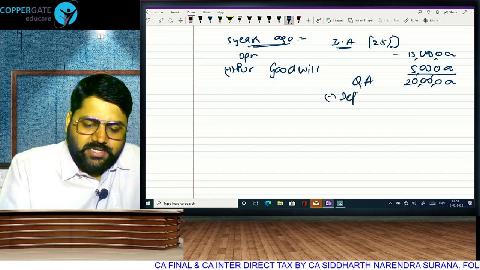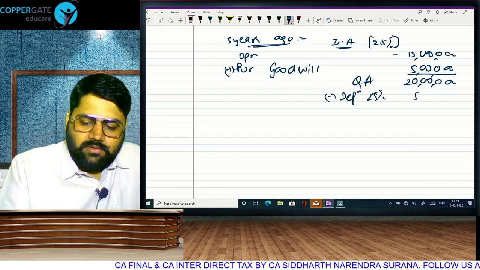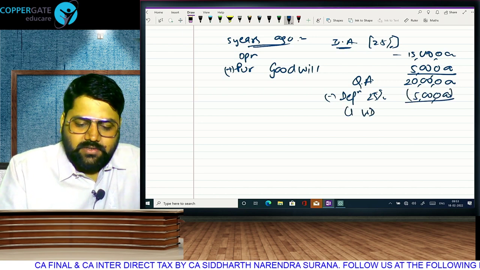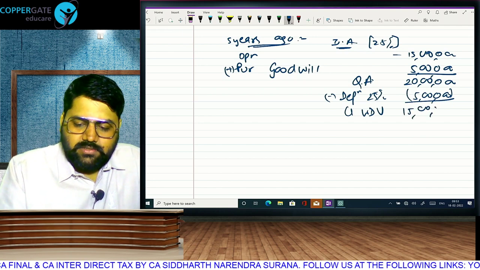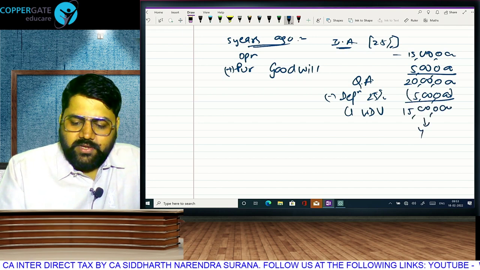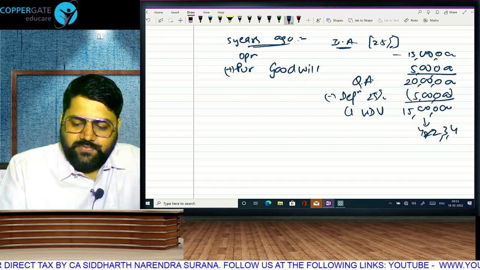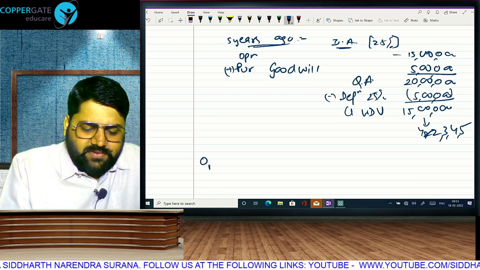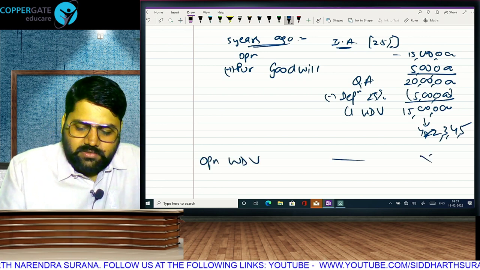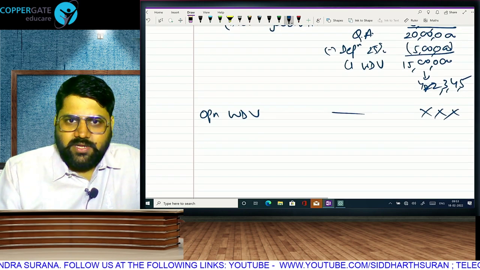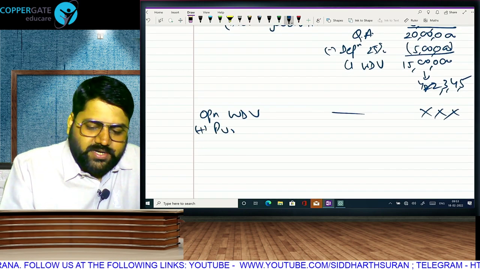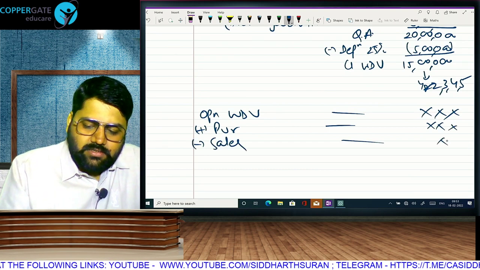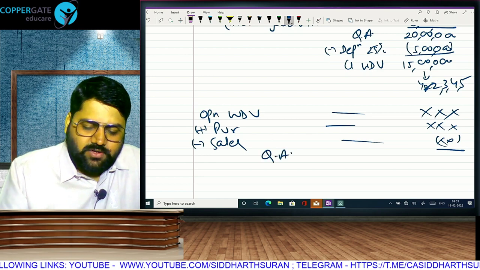So we will charge depreciation at 25%, 5 lakh, 25% is 5 lakh only, no? We get closing WDV of 15 lakh rupees. And now we continue for years 2, 3, 4, 5, and after charging depreciation for 5 years, whatever is our opening WDV this year, there must be some purchases this year, there must be some sales this year. Opening plus purchases minus sales will give us the qualifying amount for this year.